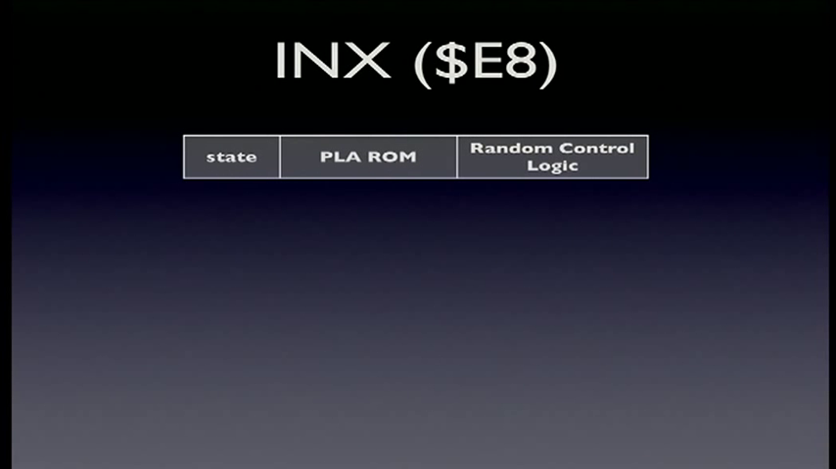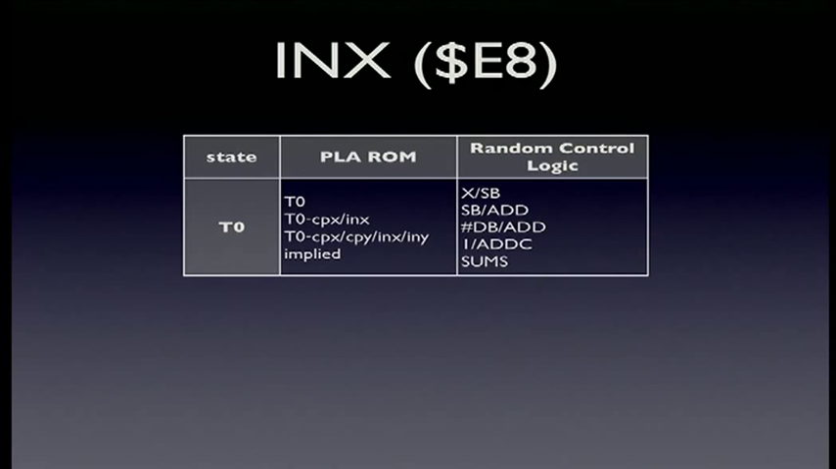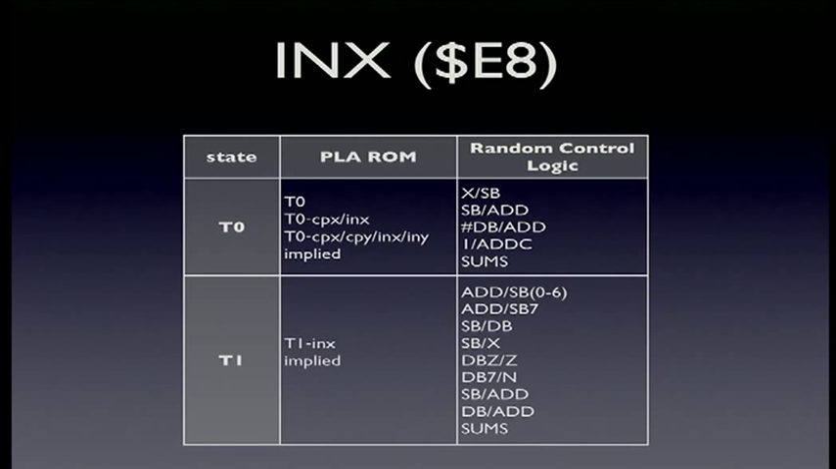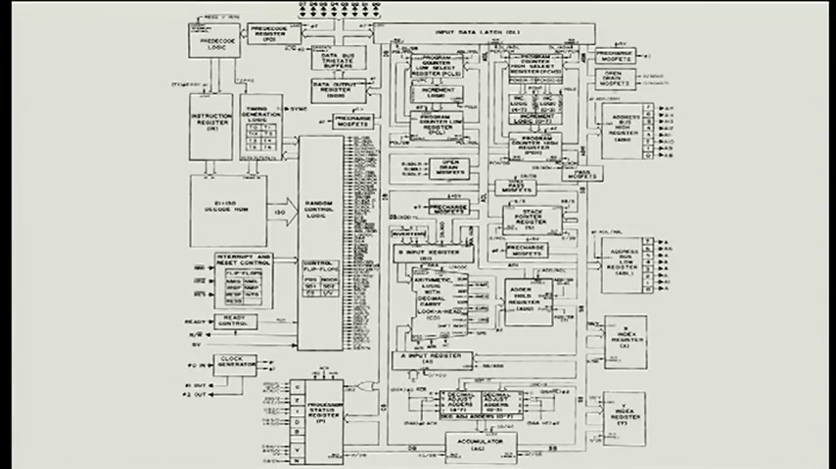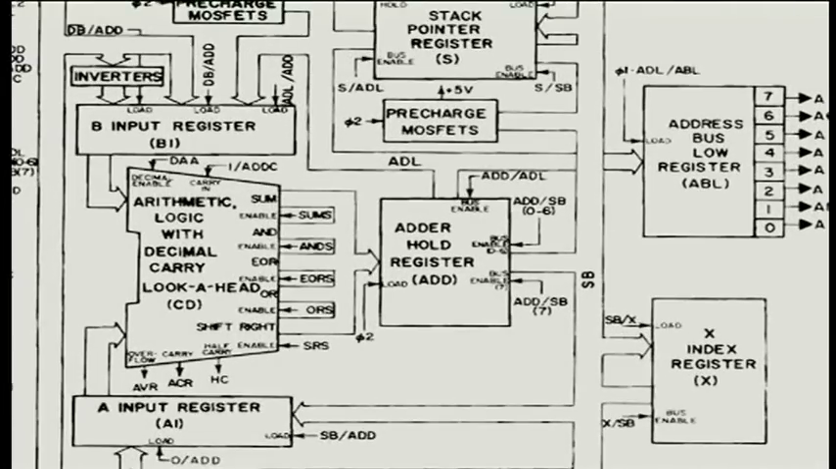But let's look at the output of it, for example. So here's the output of an increment X with the PLA ROM and the random control logic in the first cycle and the second cycle. Now, let's look at this on the schematic diagram. In the first cycle, an increment X has to get the information out of the X register onto the S bus. And it puts it into the A input of the ALU. What it also has to put into the ALU is a 1 on the other side to add it. It does this by putting a 0 in there, by asserting this line, and adding a carry of 1, and saying, yeah, we want a sum. So in the next cycle, we will have the result in the add or hold register on the right of the ALU.